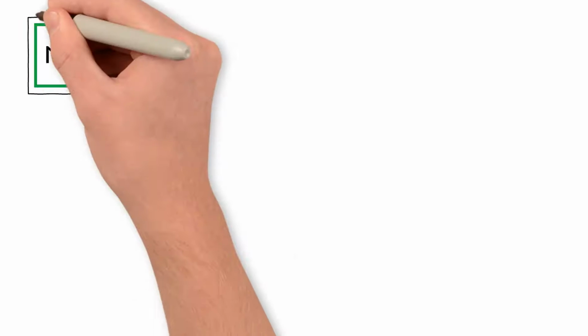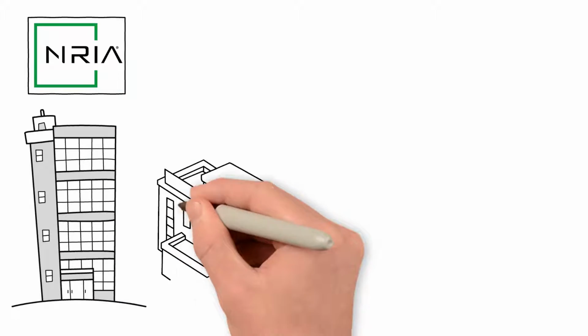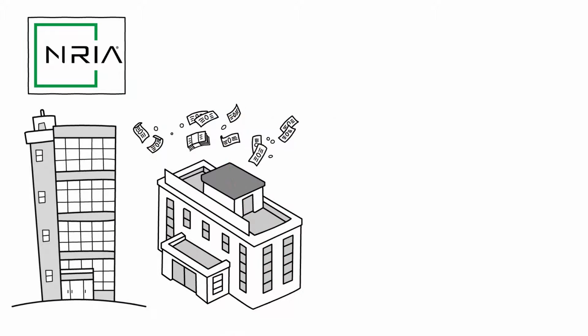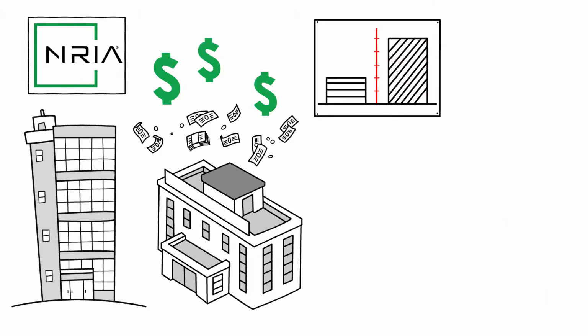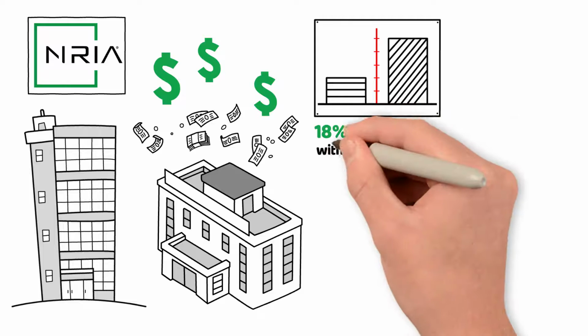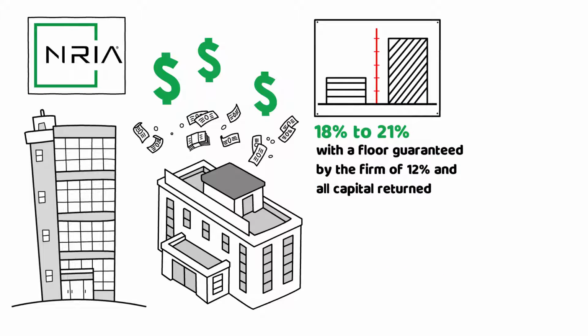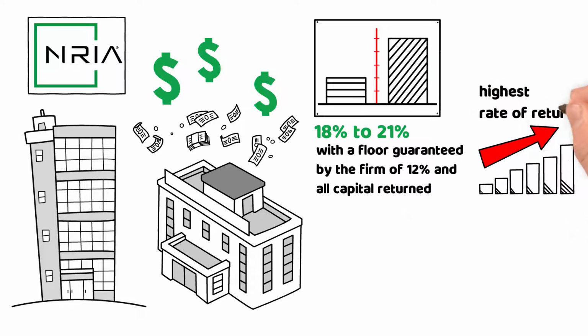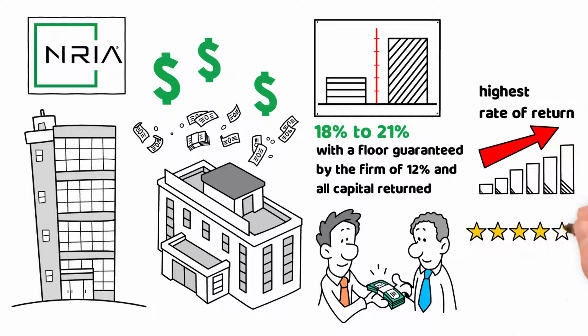NRIA, at the top of the stack after lenders and investors are paid, participates in the overall success of the development investment project, meaning its upside potential is unlimited and not capped in any way. Investors get their set return window of 18 to 21% with a floor guaranteed by the firm of 12% and all capital returned. NRIA controls the project, earning the highest rate of return, but is paid last, making its profit payout the riskiest yet most lucrative position in the capital stack.